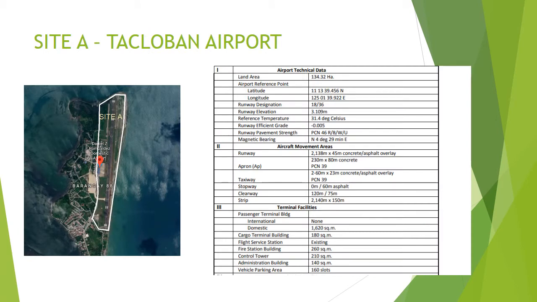Site A is Tacloban Airport, which has a lot area of 134.32 hectares, a runway length of 2,138 meters by 45 meters, an apron of 230 meters by 80 meters, a passenger terminal building of 1,622 square meters, and a cargo building of 180 square meters.